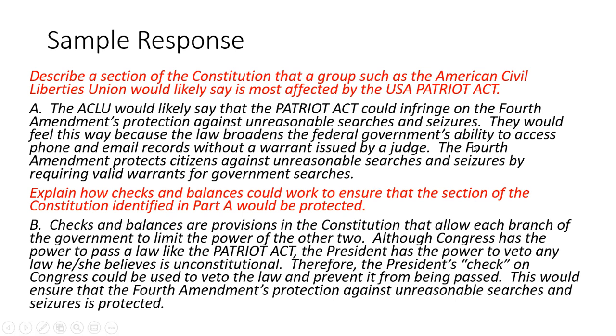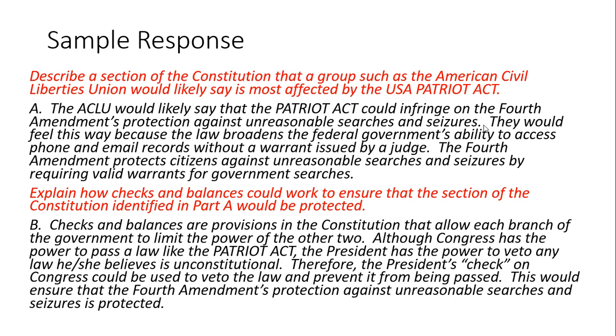If I stopped after the first sentence, which believe me, many students would do, they'd be like, well, I identified the section. I might not get the point because it's not clear why the ACLU would feel this way. And I really didn't describe it. I need all 3 sentences. Look now at part B. Explain how checks and balances could work to ensure that that Fourth Amendment would be protected.